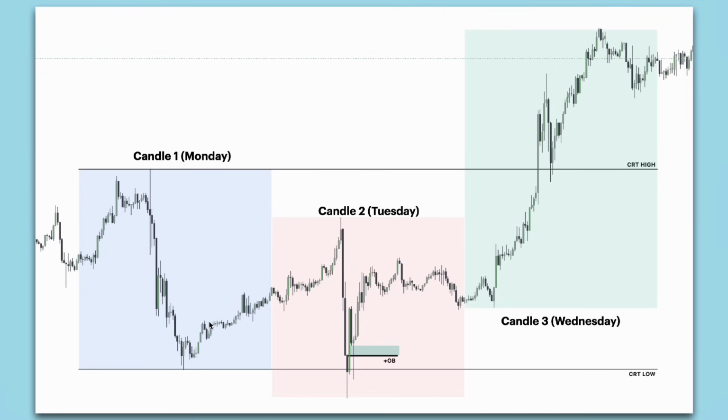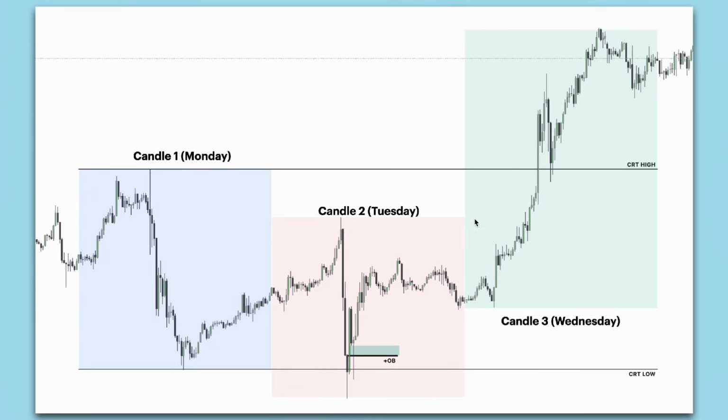Here's the sequence. Range high, range low, turtle soup on the range low, change in state of delivery, order block formed, order block hit and long, targeting the opposite end of the range. If you want to enter on the third candle, wait for it to open. You'll notice that the CRT low was souped with the second candle, which is Tuesday. When the third candle opens on Wednesday, wait for the price to move back below Wednesday's open and then long, targeting the CRT high.